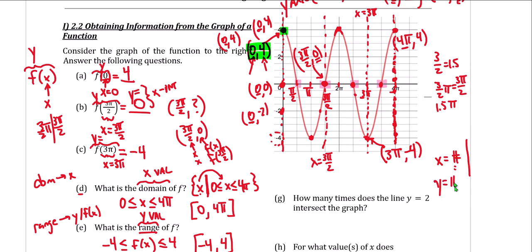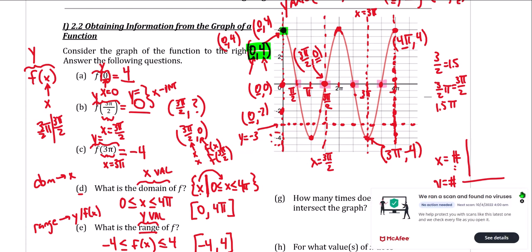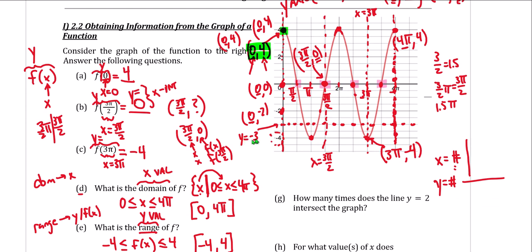Y equals some number, that is a horizontal line. So for instance, let's look at this horizontal line and all the points on it. We should be able to see that every single one of those points has a y value of negative 3. So when I write y equals negative 3, I am talking about the set of all points where y equals negative 3. That is a horizontal line at y equals negative 3.